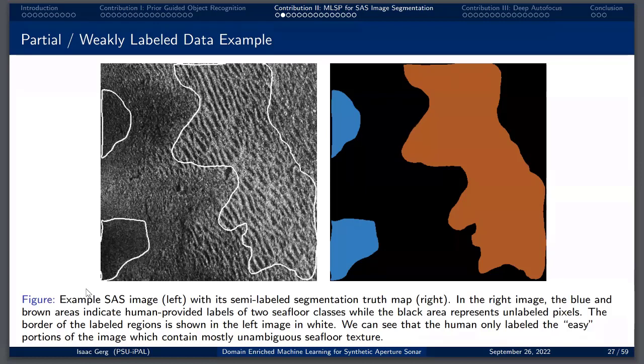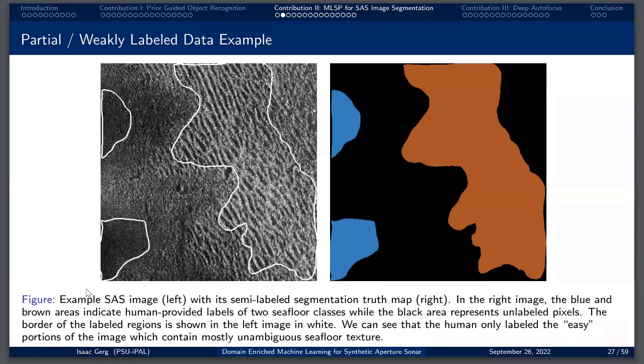The data set that we were given has a compromise to it. The data set was collected by the Navy, and they told the human operators, just label the easy parts. So they went through and said, I pretty much know that these are going to be dark sand, this is going to be a ripple field. And they didn't label exactly up to the borders. It was just, circle a part that is going to look ripply, and a part that is going to look like rock. So we call this a partial or weakly labeled data set.